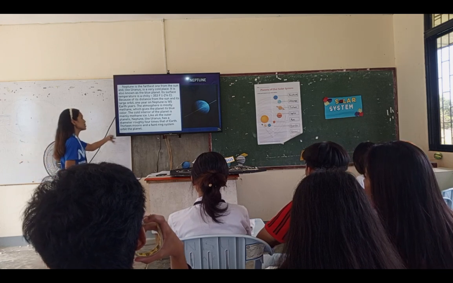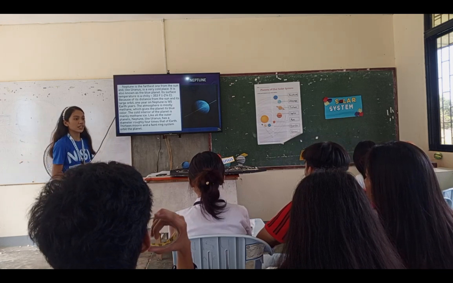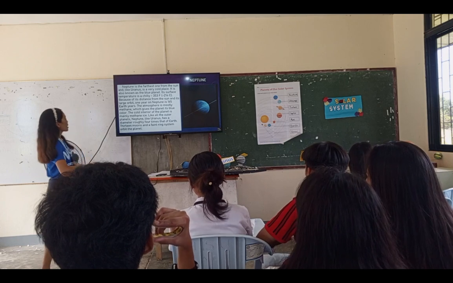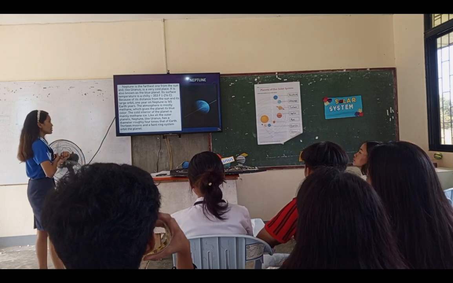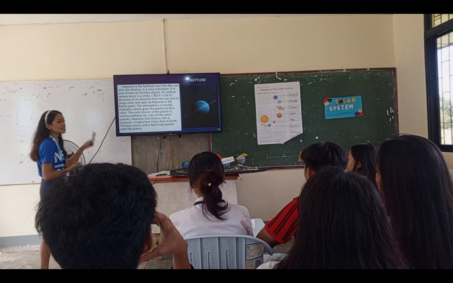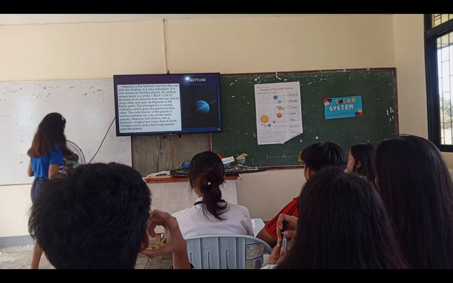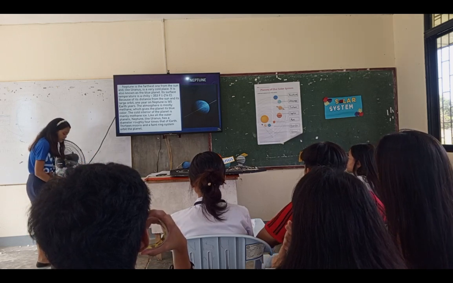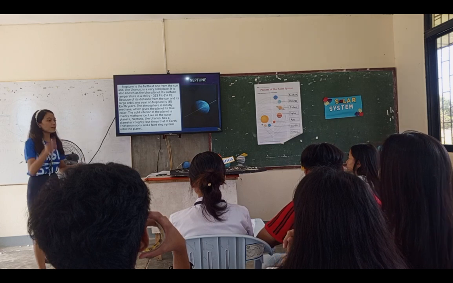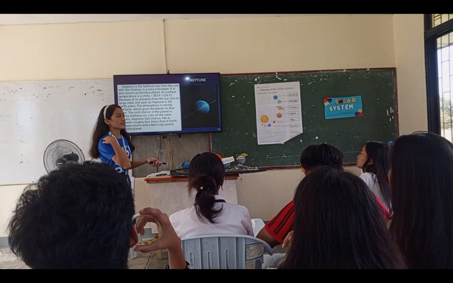Just like Uranus, Neptune is also 4 times bigger than the Earth. 13 moons in a faint ring system orbit the planet. So it has 13 moons. Okay, so that was all the planets that we can find in our solar system.